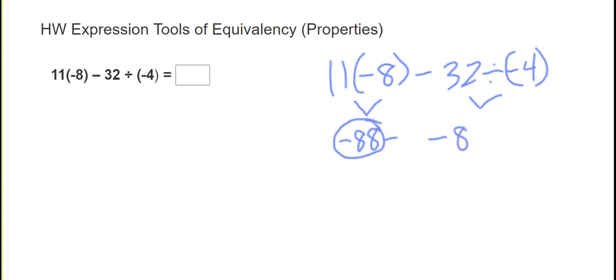So we're starting with negative 88. And if we subtract 8 negatives, if we take away negatives, we're getting more positive. So negative 88 and 8 positives, you're going to end up with negative 80 for this expression.